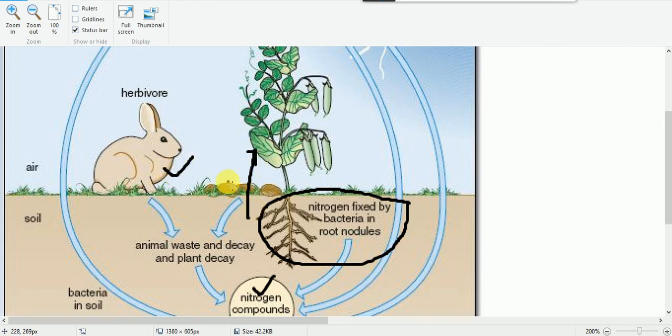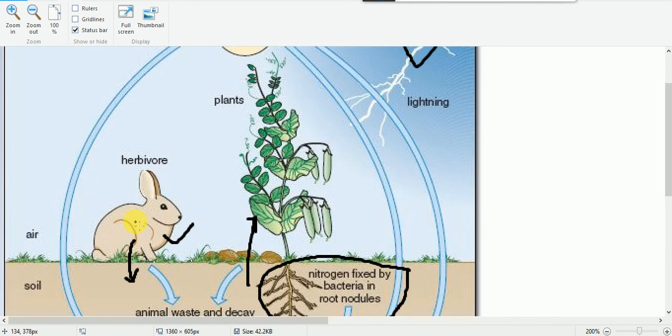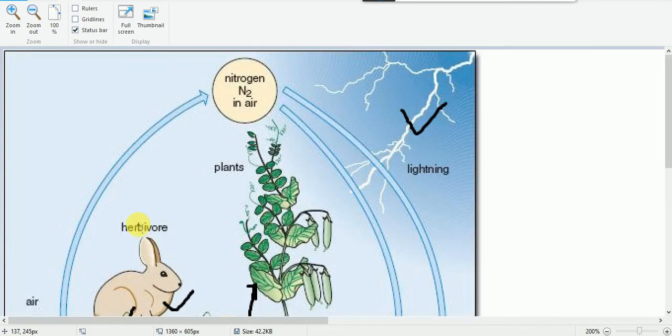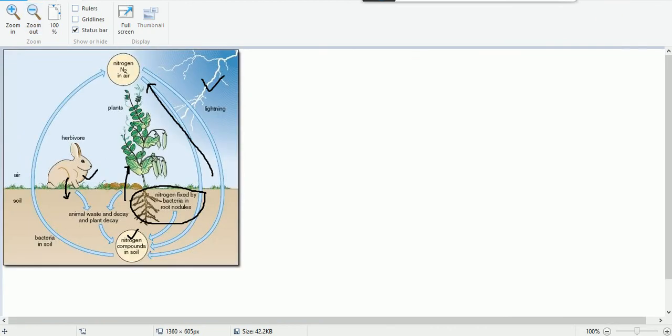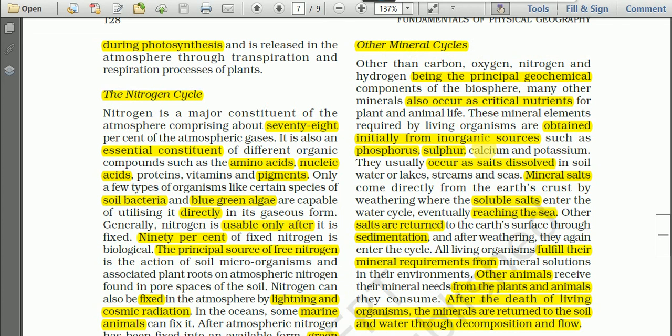Then these herbivores will eat the plants. Then this animal will release dung, excreta, and they may decay, and plants also may decay after death. Then because of the action of the bacteria, free nitrogen will be released into the atmosphere. So in this way we have a cycle. Clear or not? Any question?